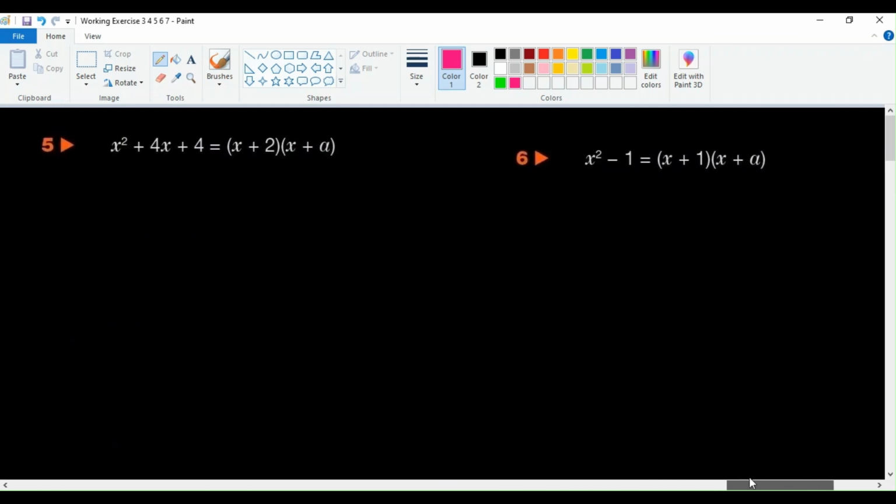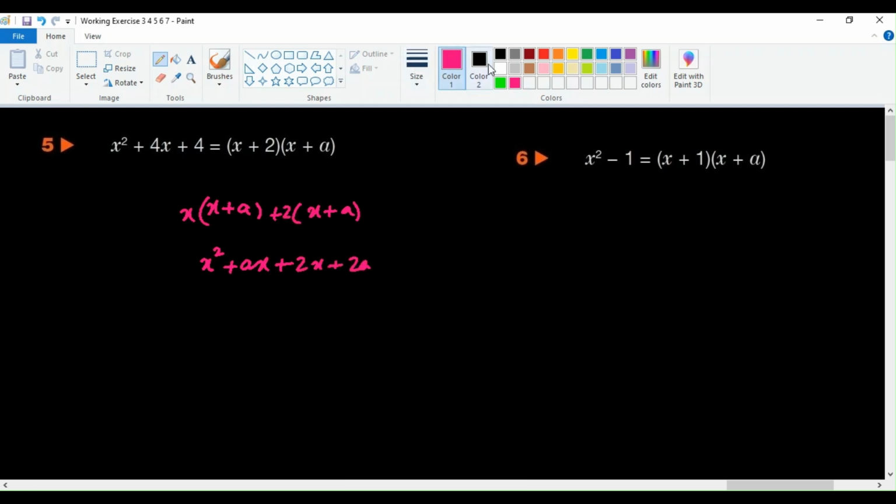Moving on to question number 5. In here I will write again x plus a two different times. I can write x plus 2 also two different times. Doesn't matter. You get the same answer. X and plus 2 comes here. So this gives us x square plus ax plus 2x and plus 2a.